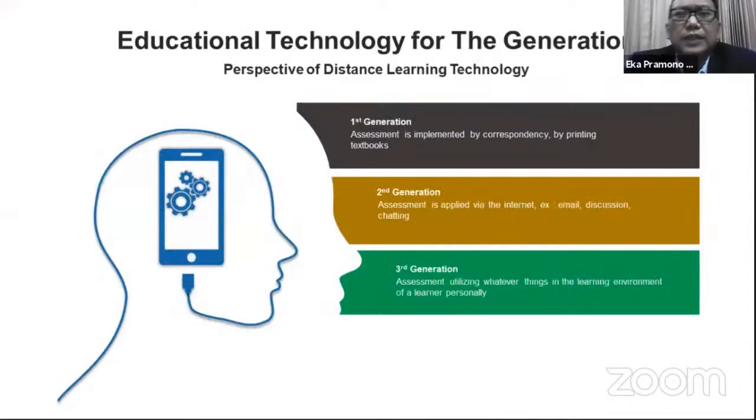I come from the Department of Educational Technology, Faculty of Education. The educational technology for the generation, in our perspective, has three generations. In the first generation, assessment is implemented by correspondence, many years ago, by printed textbooks, printed modules, and so on. In the second generation, assessment is applied via the internet, for example email, discussion, chatting, and so on. And in the third generation, assessment utilizes whatever is in the learning environment of a learner personally.